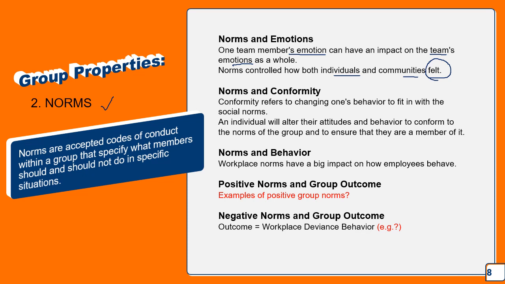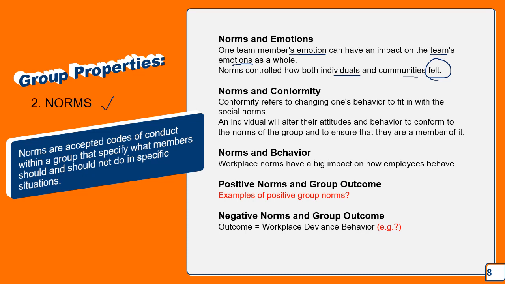So emotion is like feeling. Okay, norms will give an impact on how members feel. Okay, so good norms or positive norms will give a good impact on the emotion of a group member, which in the end gives an impact on other group members' emotion as a whole.